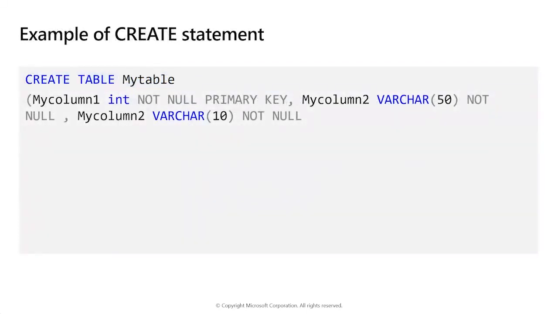Now, if we look at an example of the create statement, this example creates a new database table called my table in the database. And so the items between the brackets or the parentheses specify the details of each of the columns in the table, including name, data type, whether the column needs to have a value or not, so that's a not null, and whether the data in the column is used to uniquely identify a row, which is the primary key part. So every table should have a primary key.